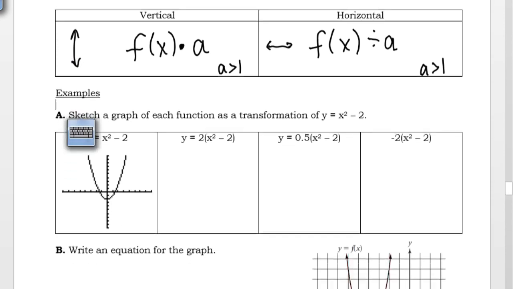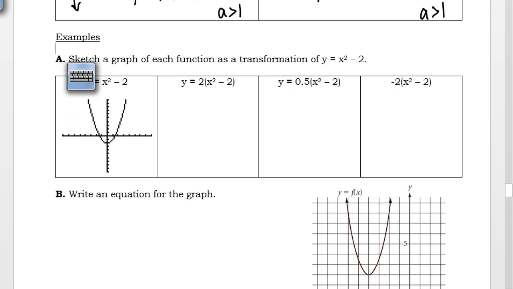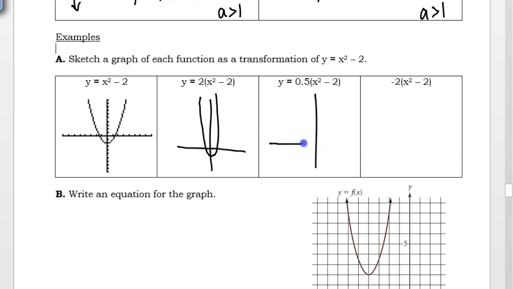So my first example here says sketch a graph of each function as a transformation of y equals x squared minus 2. So I have the original graph here. I know it's quadratic because I see the power of 2. I know it's down 2 from the origin because I see the minus 2. And if I take that graph and I multiply it by 2, it's basically going to take that same graph and stretch it so it's a little skinnier. It got stretched taller. If I multiply that graph by 0.5, it's going to take that original graph and stretch it wider.